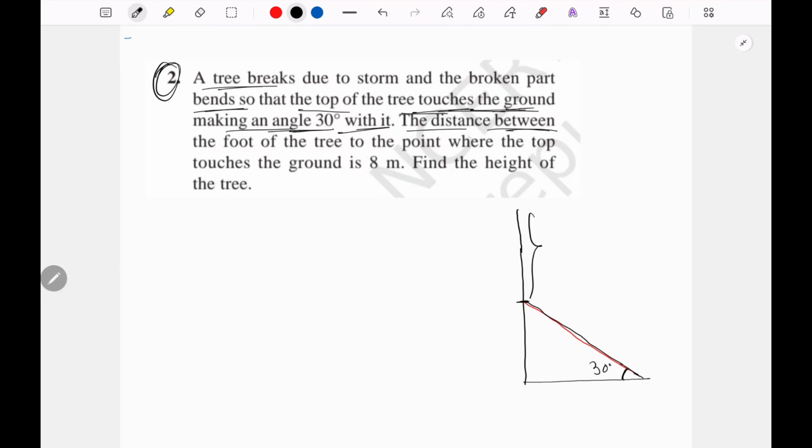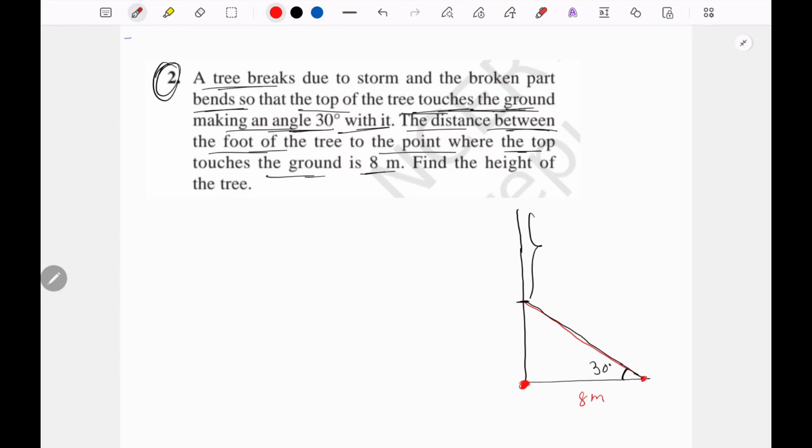Now the distance between the foot of the tree and the point where the top touches the ground is 8 meter. That means this is the top of the tree, and this is the foot of the tree, and it says that the distance of the foot of the tree and the top of the tree, this is 8 meter.